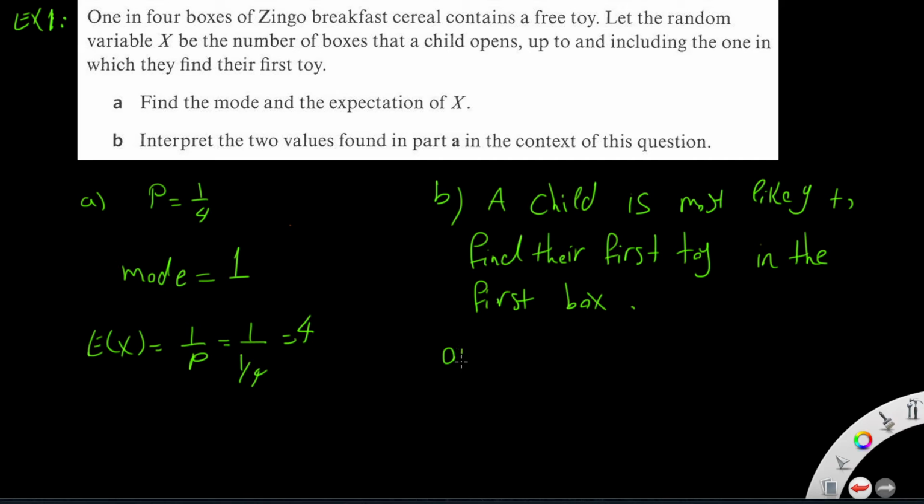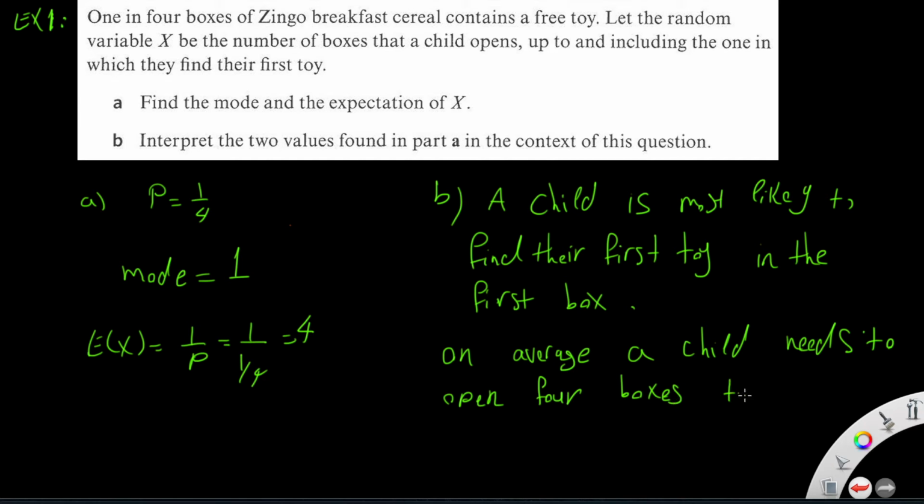So on average a child needs to open 4 boxes to find their first toy, because expectation is 4. It means that 4 boxes should be opened to obtain the first toy.